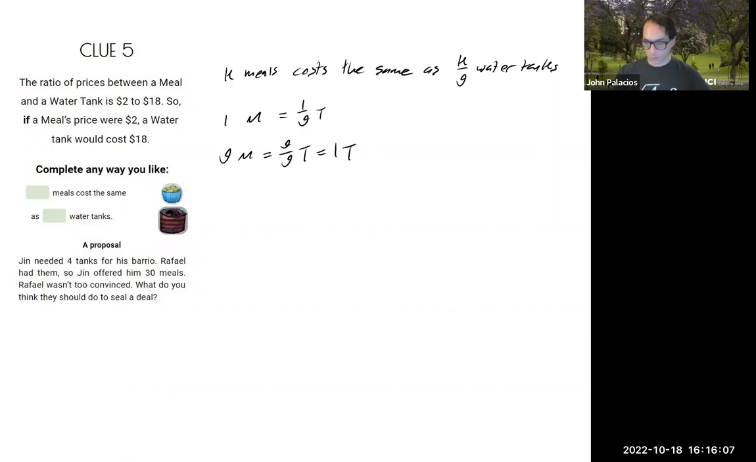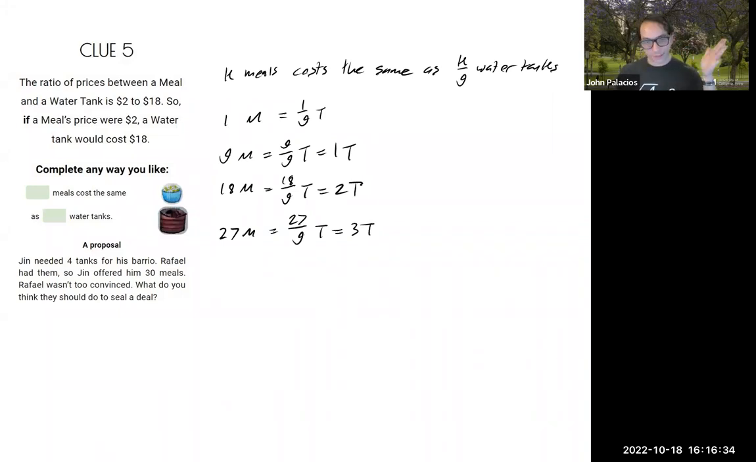Okay, so what about 18 meals? Well, this is equal to 18 over 9 tanks, which is simply 2 tanks. And I'm choosing my numbers wisely here because I don't know how to do arithmetic, so I'm choosing the easiest thing I can think of. We have 27 meals is equal to 27 over 9 tanks, which is 3 water tanks.